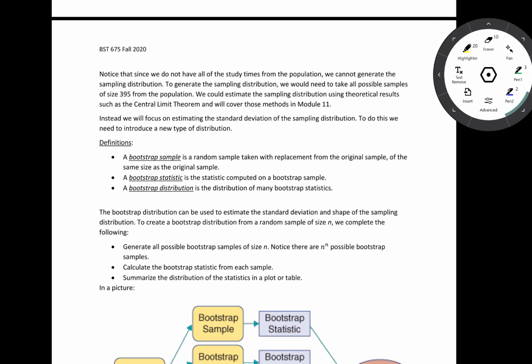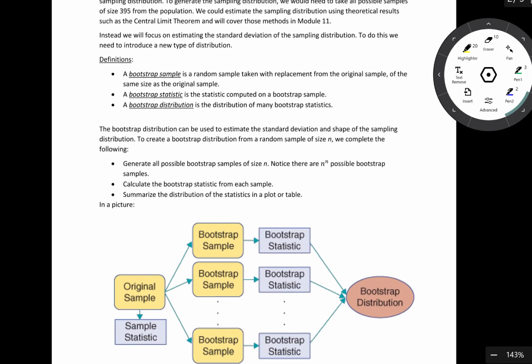What we're going to do here, though, is focus on estimating the standard deviation of the sampling distribution using a new type of distribution. And again, this is going to be called the Bootstrap Distribution. So we have a couple definitions here. A Bootstrap sample is a random sample taken with replacement, and that with replacement is very important, from the original sample, of the sample size of the original sample.